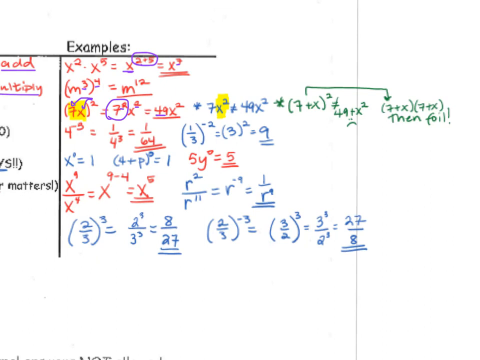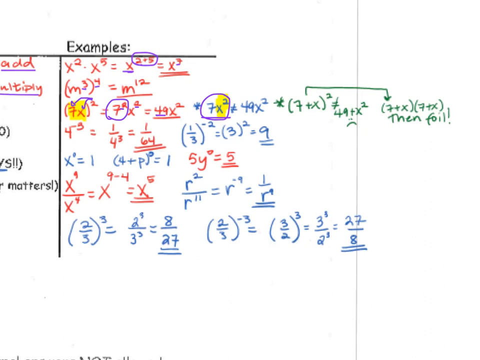The difference between the red example and the blue example is that the 7 isn't in parentheses with x. So if you see 7x squared, it doesn't equal 49x squared because the 2, that exponent, only goes to the variable that's closest to it. So 7x squared just stays 7x squared. You have to have a parenthesis to square the number out in front.